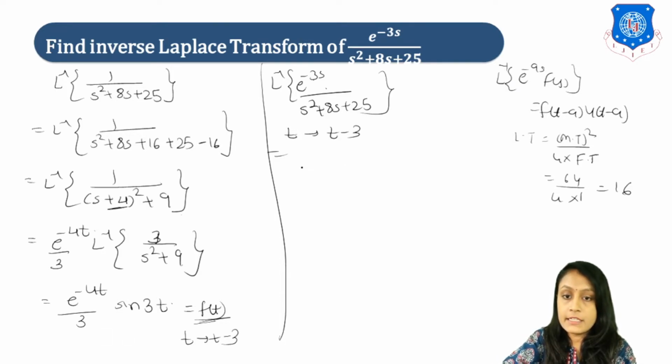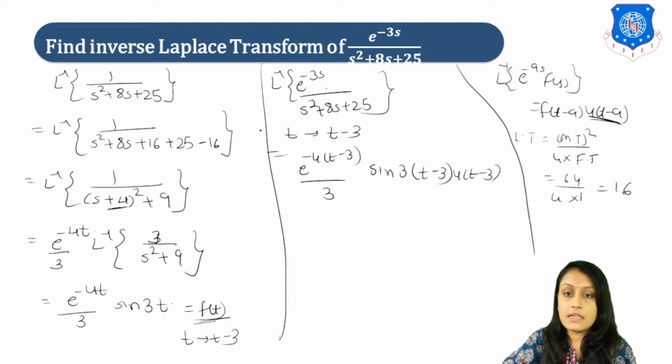So what you will get, e raised to minus 4 t minus 3 upon 3 sin 3, as it is, in place of t we will write t minus 3. Okay, and we have to write this u(t minus a). So this is u(t minus 3). So this is the final answer of this Laplace inverse.